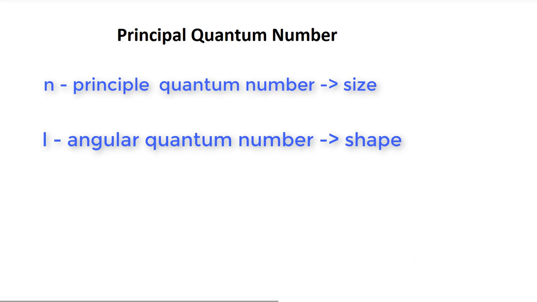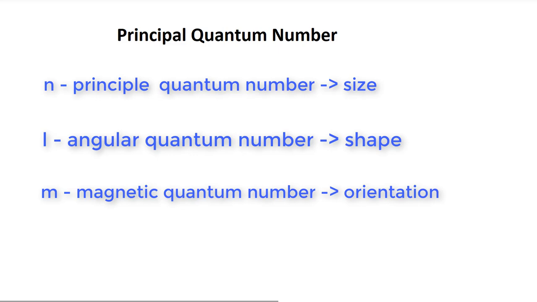Of course, a sphere looks the same no matter where we are looking at it. However, for shapes defined by angular quantum numbers greater than L equal to 0, the orientation of that orbital does matter. Thus, we need a third quantum number known as the magnetic quantum number m. The reason it is called the magnetic quantum number is outside the scope of the MCAT, but it is because the effect of different orientations was first observed in a magnetic field.